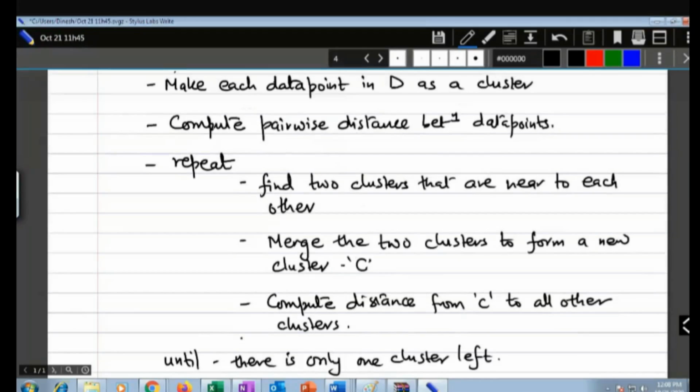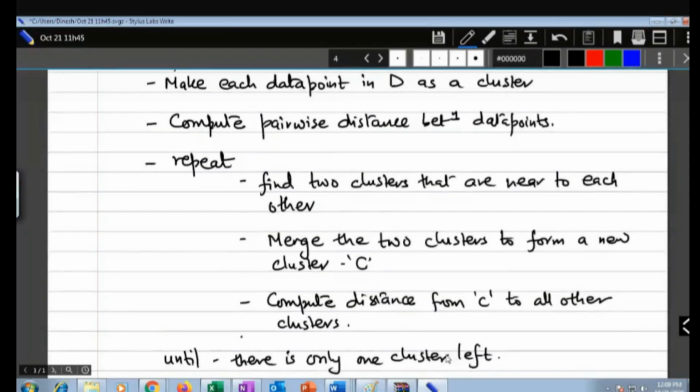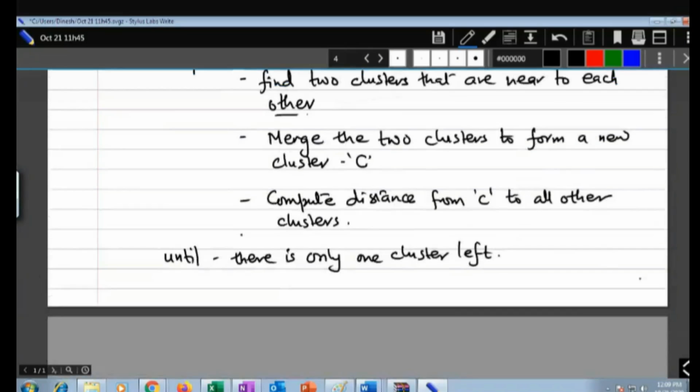So this is the algorithm for bottom up hierarchical clustering. It is very easy and straightforward. There is a little problem when you say compute pairwise distance. Pairwise distance between data points is okay, but finding the two clusters that are near to each other is a problem. Why is it so?